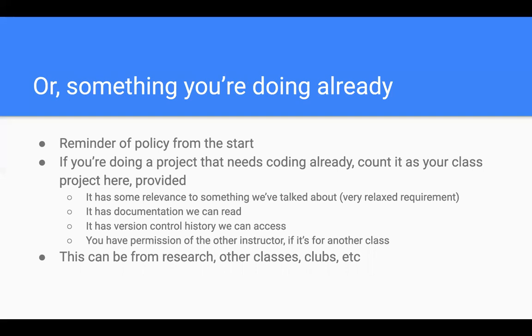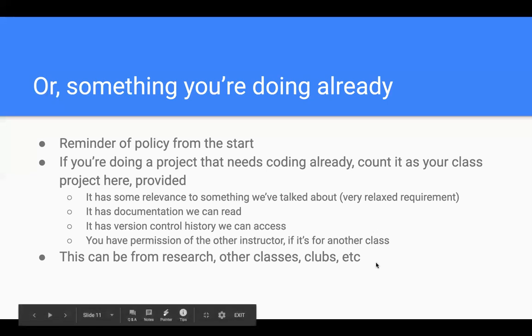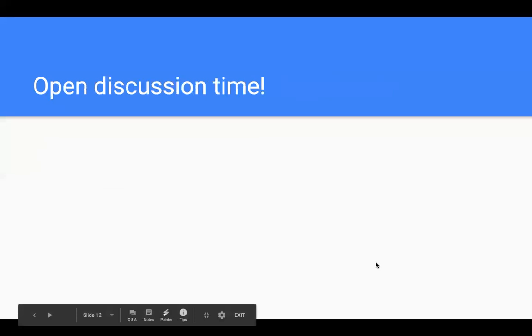It needs to have documentation, which is very important, and we'll cover what we need for that close to the time, in the documentation lecture, of course. It needs to have version control history, which is what next week's lecture is about. And if it's for another class, then you do need the permission of the other instructor to use it for this. I wouldn't imagine that would be a serious problem, but we just want to make sure we're above board. Okay. So those are the things we can do.